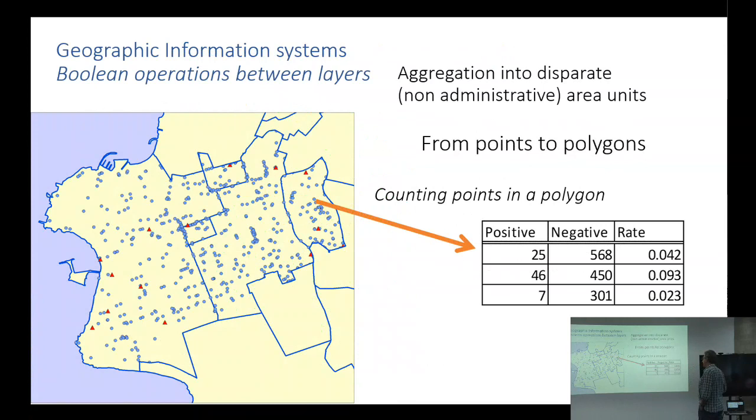Well, what can we do to incorporate territory data in epidemiological studies? The first and easiest thing to do is to aggregate or count points inside a polygon. We have here, let's say, three cases in a population of some thousand, and we can calculate the rate. This is a very simple thing to do in GIS, but something new we can do is to use non-administrative areas.